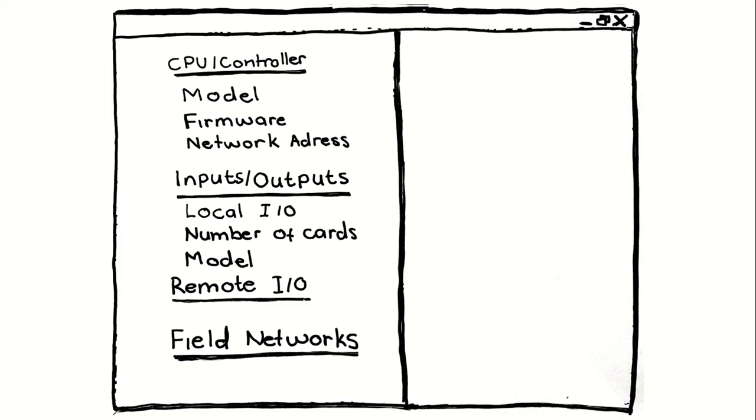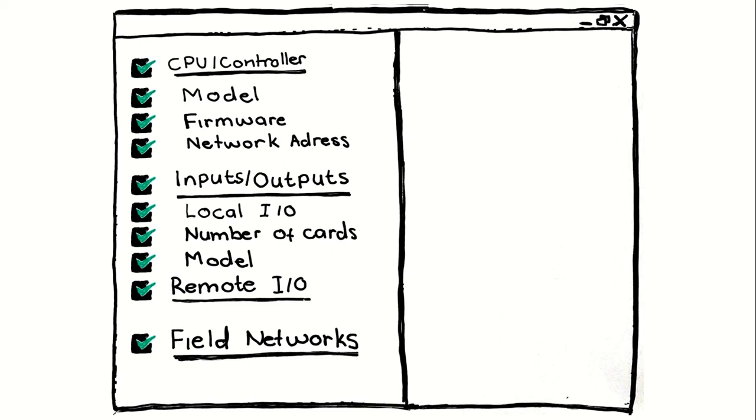So when you create the config, here's what you usually specify. You need to specify the CPU or controller, its model, its firmware revision, as well as the PLC's network address. Then you need to specify the inputs and outputs. And if the PLC has local I/O, you need to specify that. You need to specify the number of cards as well as the model of those cards. Sometimes even firmware revision is important, but this can depend on the manufacturer of that PLC. And if your PLC has remote I/O, you need to specify that as well. That also includes the types of cards that you have there, the number of cards as well as their model.